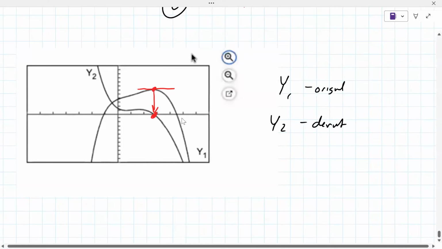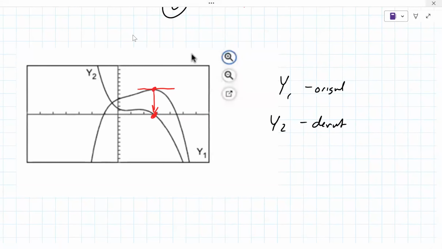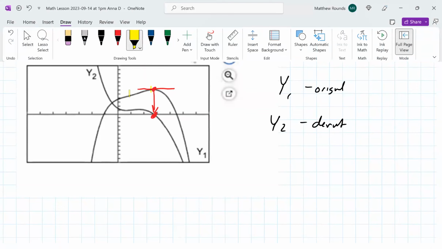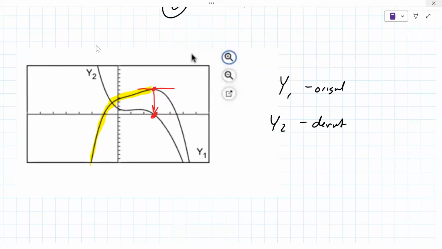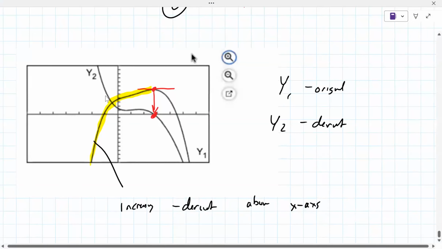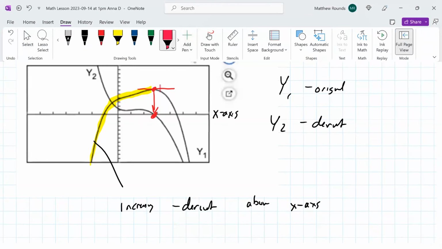Okay, now let's just go a little bit further and see if that's the case. I'm going to highlight a section of what I'm calling the original function. Is this increasing or decreasing in the yellow? Increasing, yeah. So that's increasing, which means that the derivative is above the x-axis. So is y2 above the x-axis there, where I'm pointing at? The answer is yes, it is above.